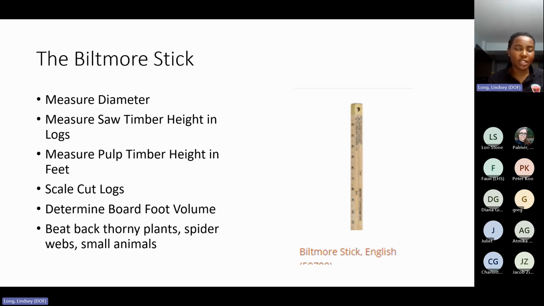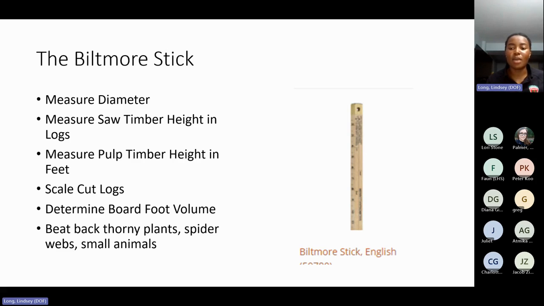We're going to talk about the Biltmore stick because it's pretty important to Envirothon as a whole. Once again, it does measure diameter. It can also measure sawtimber height and logs, and it helps with the conversions to pulp timber height in feet. Basically, a Biltmore stick is used for everything for cruising.